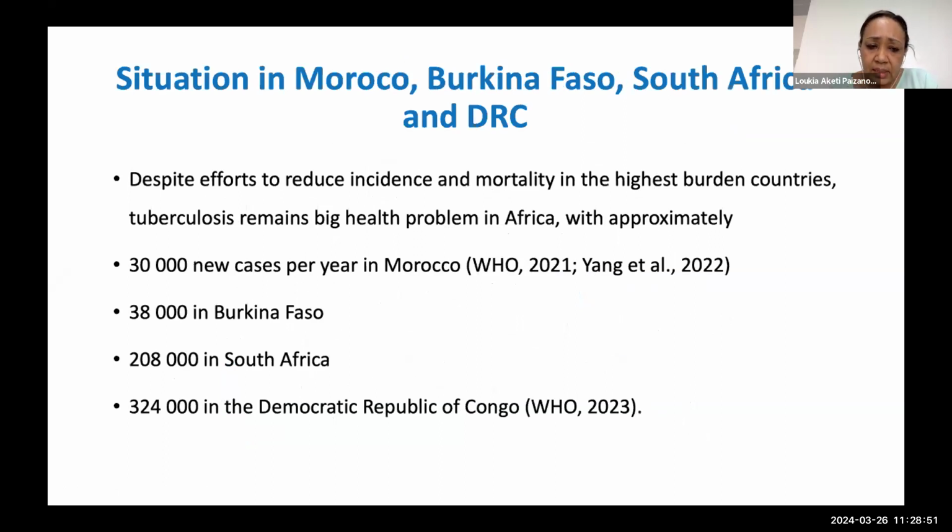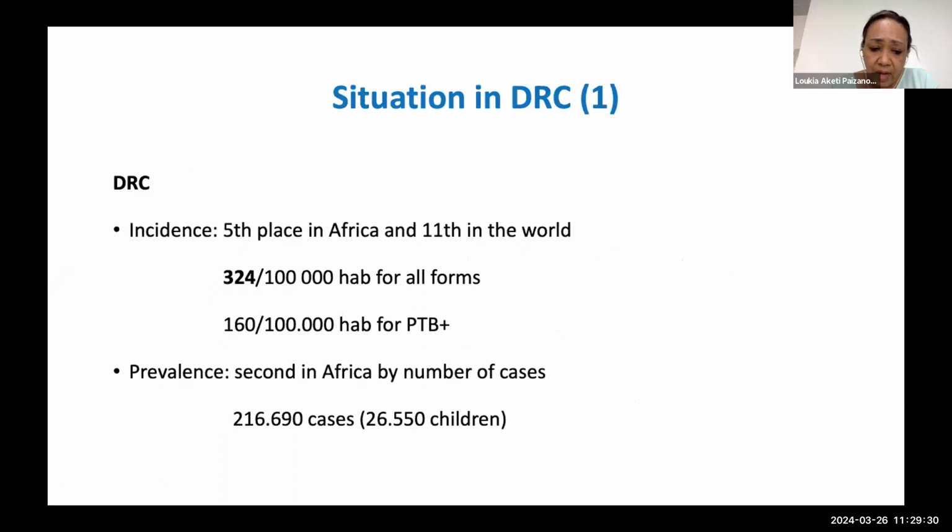So if we look at the problem in our four countries, in Morocco, the new cases per year are stable, around 30,000 each year since 2015. In Burkina Faso, we have 38,000. In South Africa, 208,000. And in Democratic Republic of Congo, we have 324,000 cases.